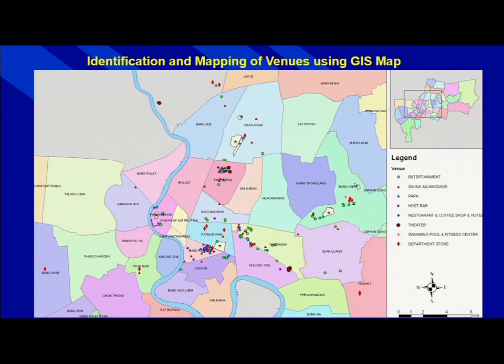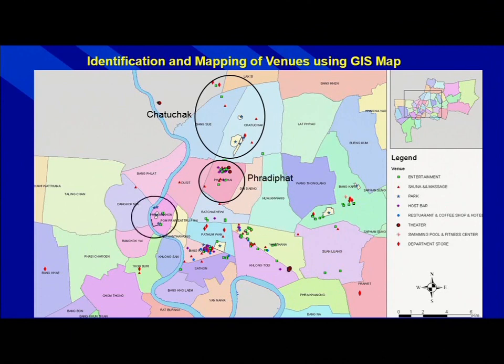And here we have a map of Bangkok, and you can see there are multiple different MSM venues in this case. One area is called Chatuchak. There is another area close to it called Pradipat. Then we have other venues in downtown Bangkok, Ratanakosin, in the Silom area, Sukhumvit, and in Ramkhamhaeng.